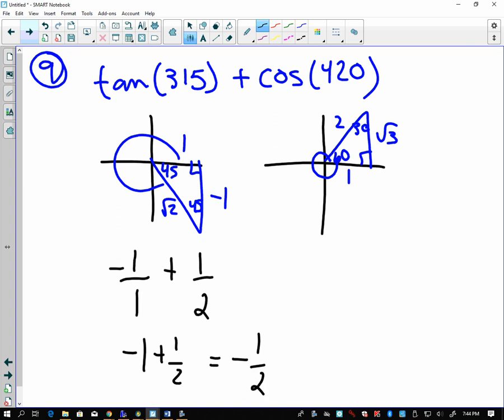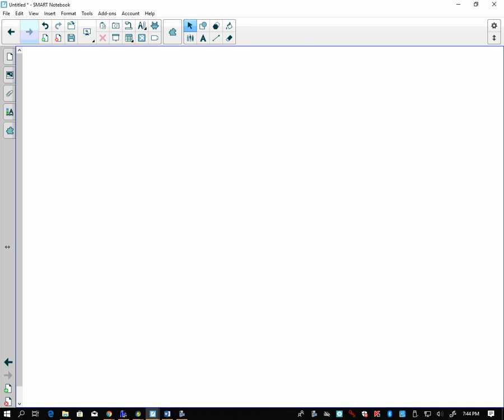Let's check our answer there. Number 9, negative 1/2 is my answer. I can plug that in my calculator if I want to check, but that's the work I want to see. Number 10, halfway there.